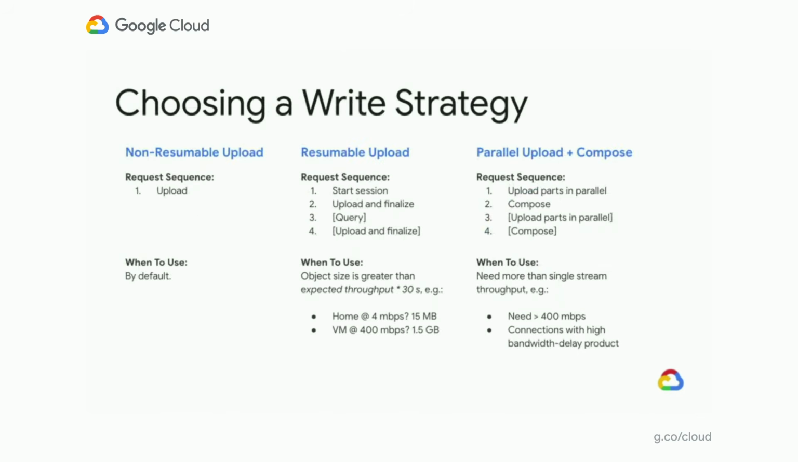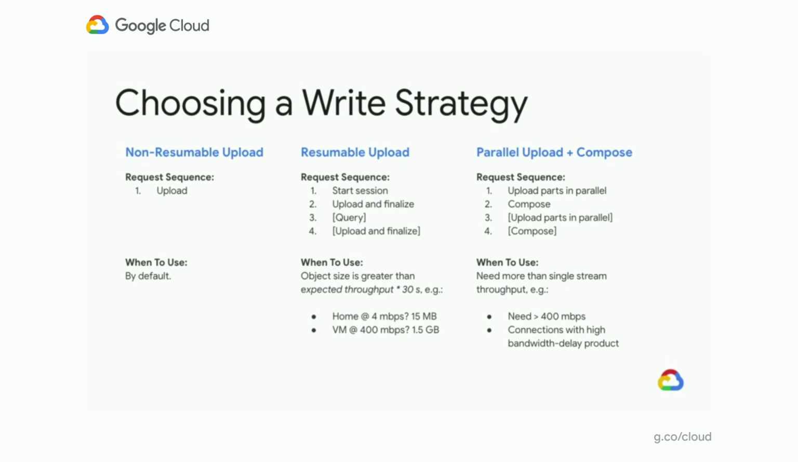Now let's talk about how to get the best performance out of your writes. There are three different write strategies that you can choose from. The simplest one is called non resumable upload, where you can upload your entire object using a single request. The second one is called resumable upload, where you first send a request to start a resumable upload session and then send subsequent requests to upload data using the same session ID. Now, if one of the upload requests fail, then you can query the server to find the last offset that it could successfully commit and then resume writing from that offset.